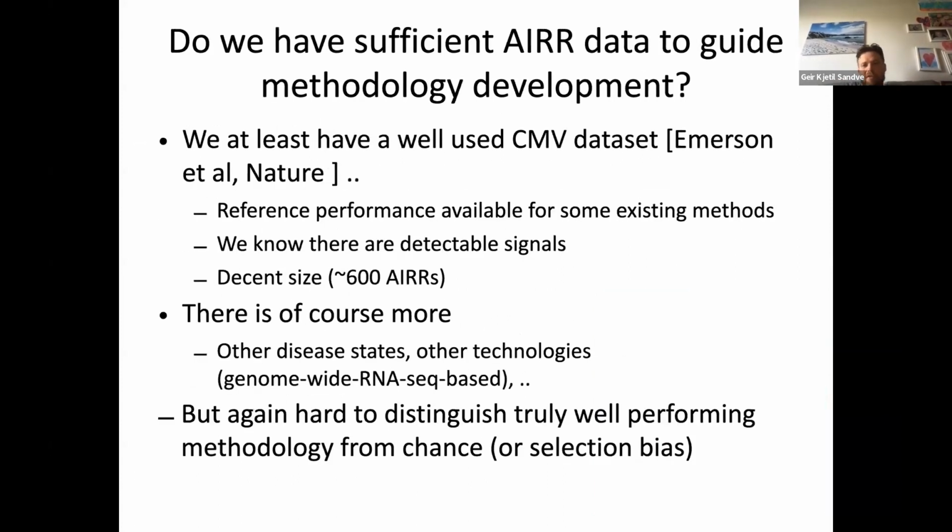And then if you go to the AIR again, well, in my group at least, we always come back to this CMV data set from Emerson et al., which is nice because it's decent size. I mean, 600 repertoires is not enormous, but it's quite decent. We know it's possible to find something there because they did so in the original publication. And other methods have been tried on it, so at least you have some reference baselines that you can compare to.